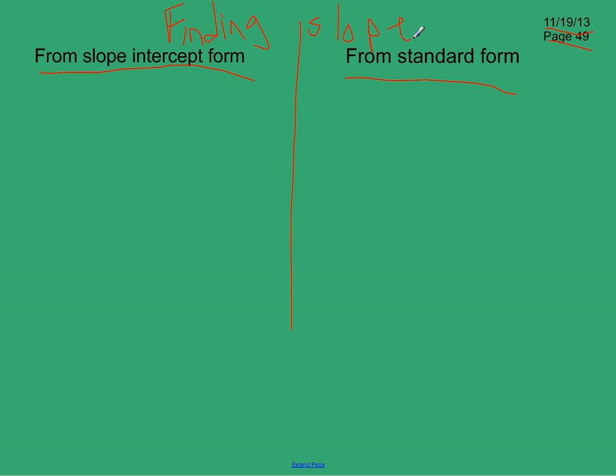So, last night's homework was about switching back and forth between slope-intercept form and standard form. So now let's look at an example of how to find the slope in each of these forms. So a slope-intercept form of an equation. Let's just say we have y equals 6x plus 2, and then our standard form equation, it's not going to be an equivalent equation, it's a different one. Let's say it's 3x plus 2y equals 8.